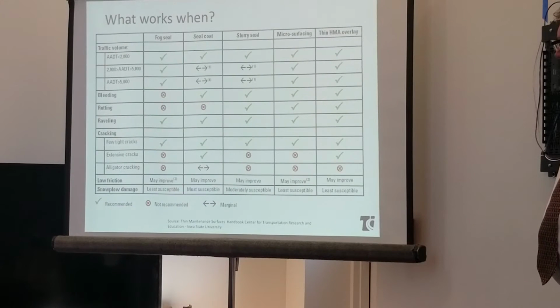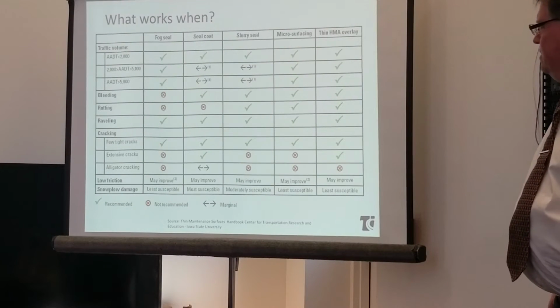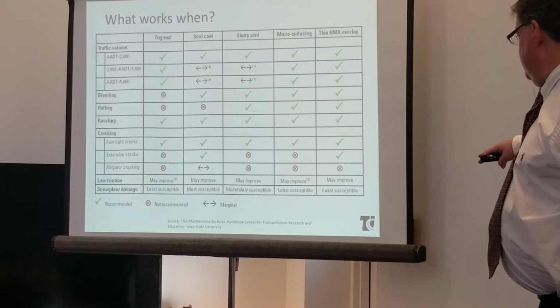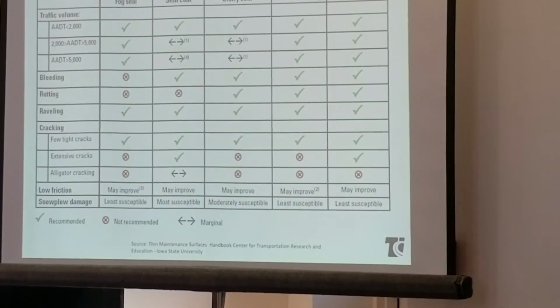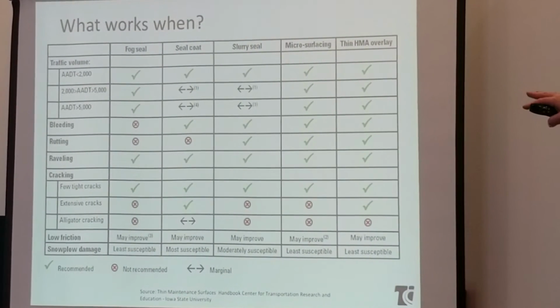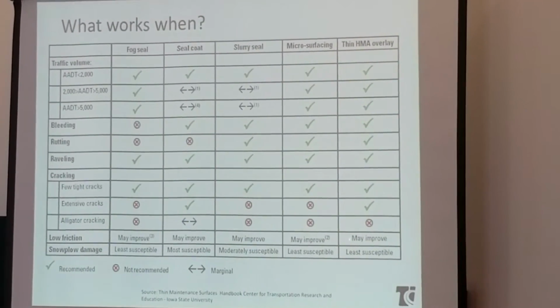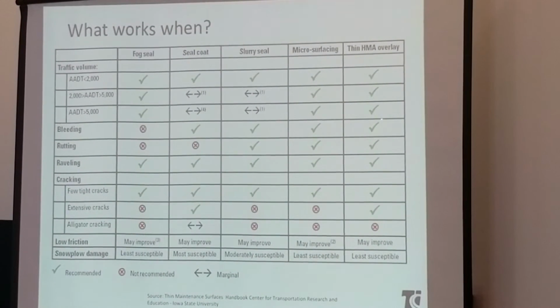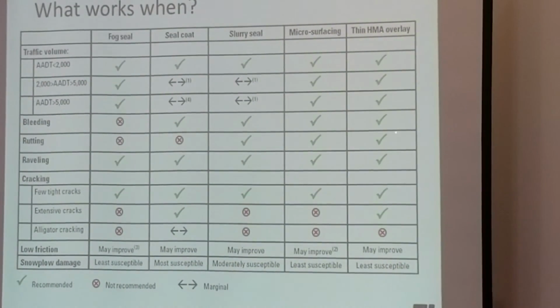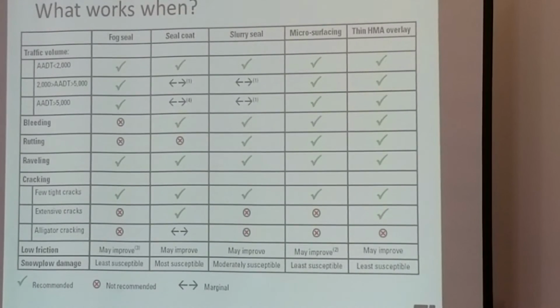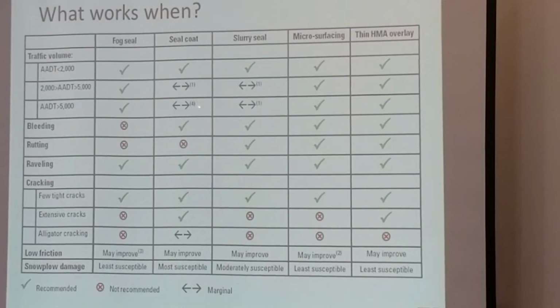You saw enough of that, right? All right. So this is from a handbook from Iowa State University, but it's kind of looking at all of these treatments, or many of these treatments. One here that you're going to hear about after my part of this session, thin overlays, and it's saying, when are these appropriate? Green checks are it's appropriate, red X's are it's not appropriate or not recommended, and the arrows are supposed to be marginal. I would argue with some of these.